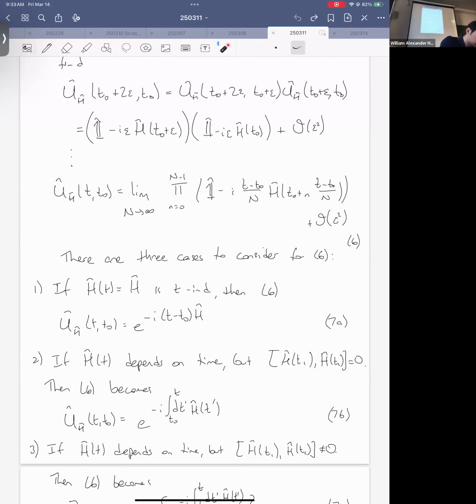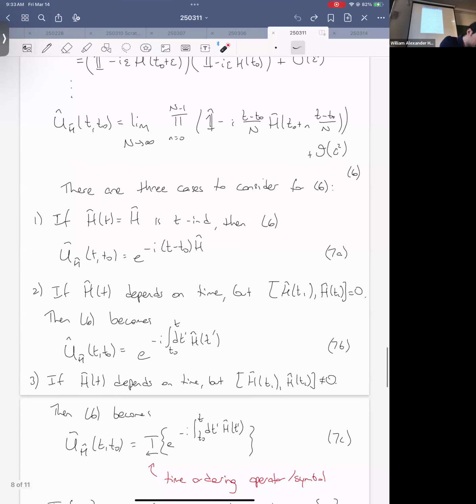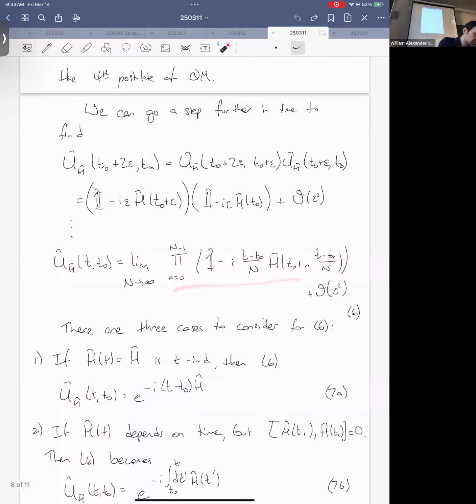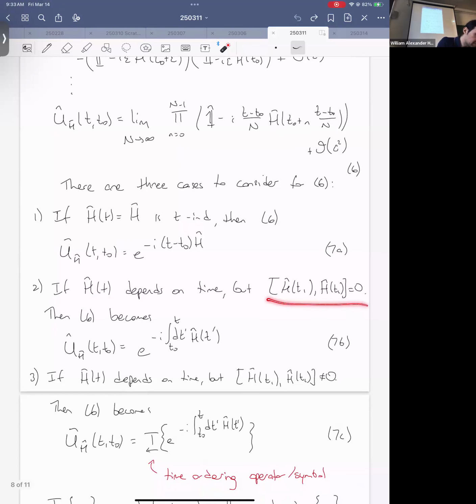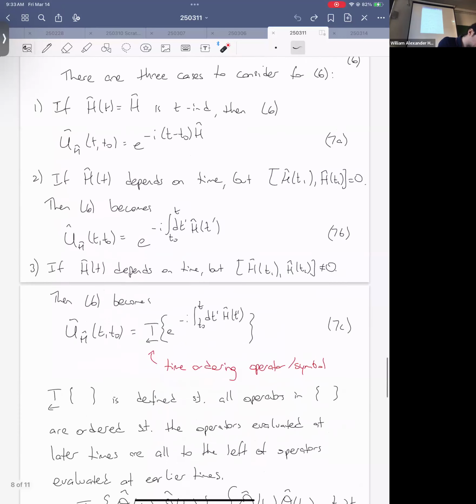Now we have this time evolution operator, and the claim that we make is that if the Hamiltonian is time independent, then we get an exponential. In fact, it's not a claim. You can see it directly in terms of this product that looks like an exponential. If the Hamiltonian depends on time, but its commutator at different times does not depend on time and is zero, then it's the integral over time, exponentiated. You see the formula. And then crucially, if the Hamiltonian depends on time, but does not commute with itself at different times, then one gets a time-ordered exponential.